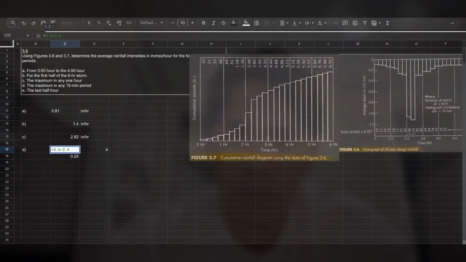This was 2.46, not 2.6. Here 3.6 minus 2.46, and divided by 0.25. So the answer is 4.56 inches per hour. And why? Because this is hours, right? It's 2.25 hours minus 2 hours. It's gonna give us 0.25 hours. If you divide both, you get 4.56 inches per hour.